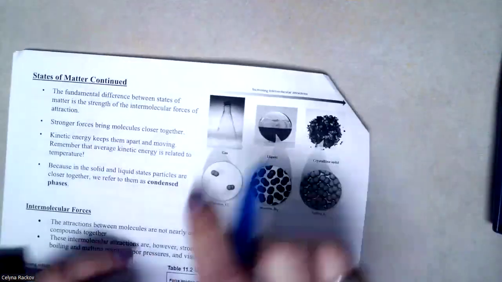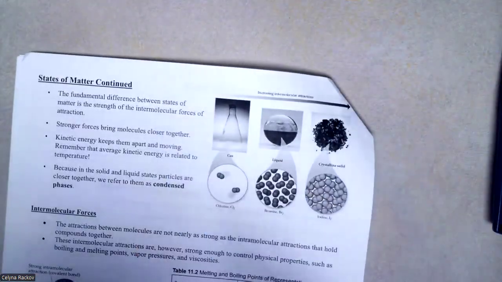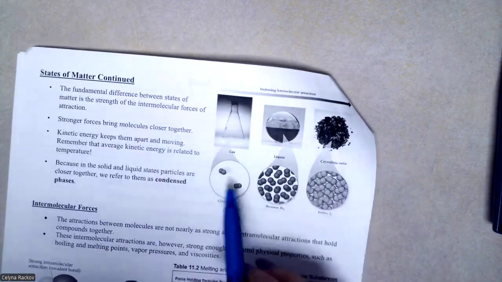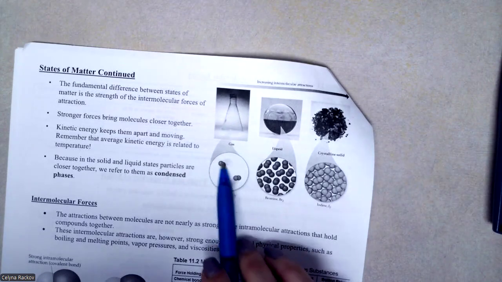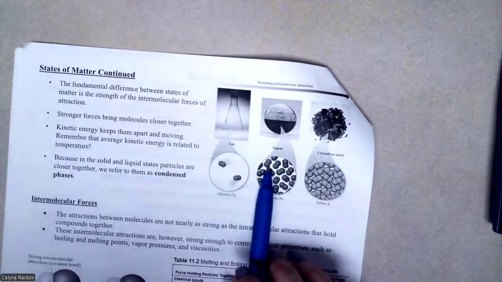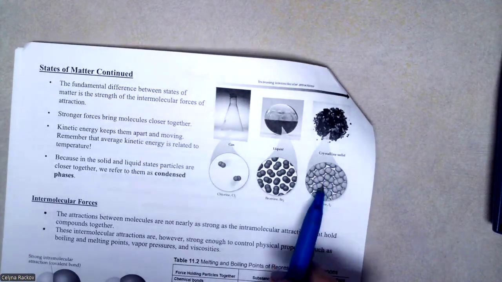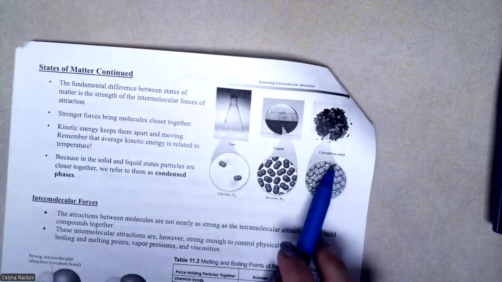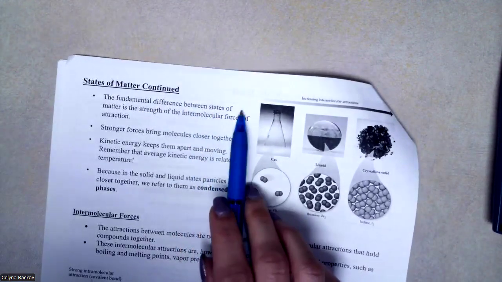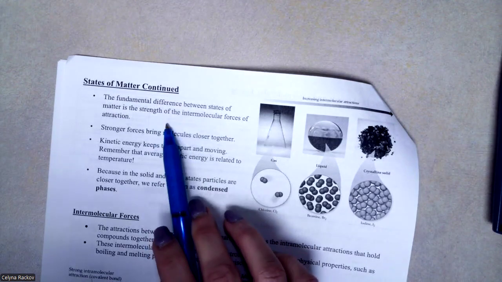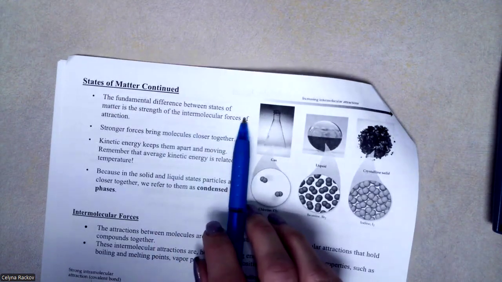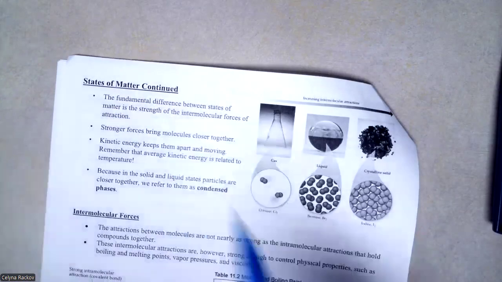Okay. States of matter, right? We talked about how they have gas, liquid, and solid. You can see here in the gas, the particles are very far from each other. In liquids, they are getting closer. And in solids, the particles are very, very close. So the fundamental difference between states of matter is the strength of intermolecular forces of attraction.